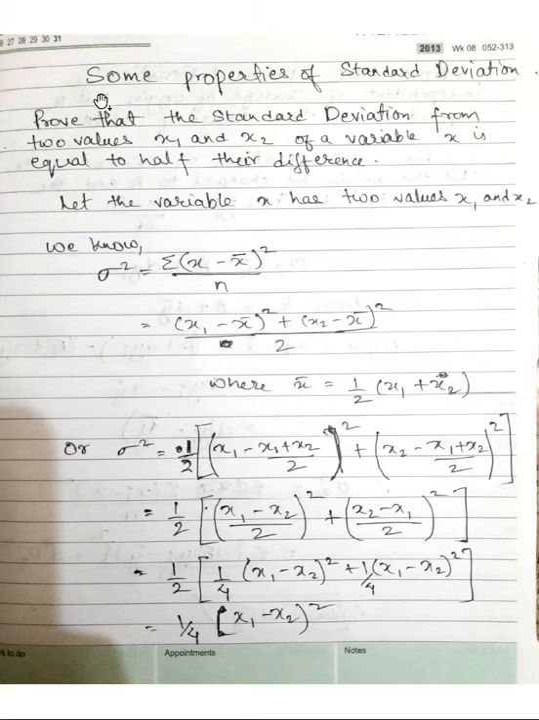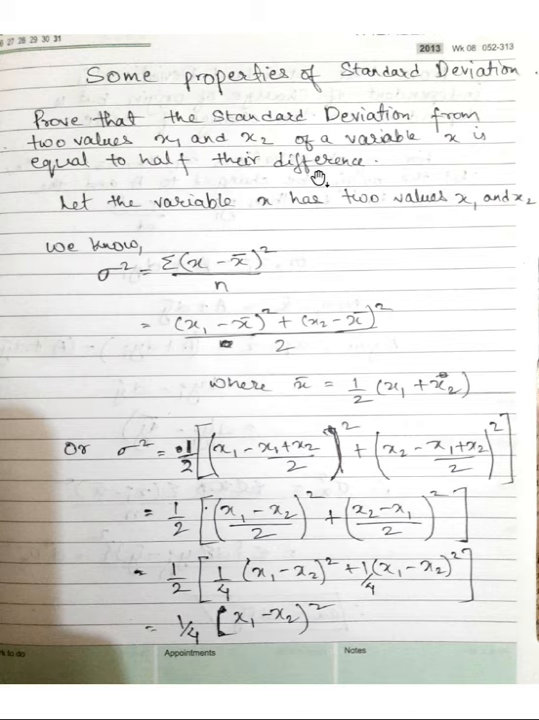Till now, we discussed the concept of standard deviation and we learned how to find the standard deviation for different types of data given. So today we will discuss some properties of standard deviation and we will try to prove them. So the first property that we will discuss is that the standard deviation from two values x1 and x2 of a variable x is equal to half of their difference.